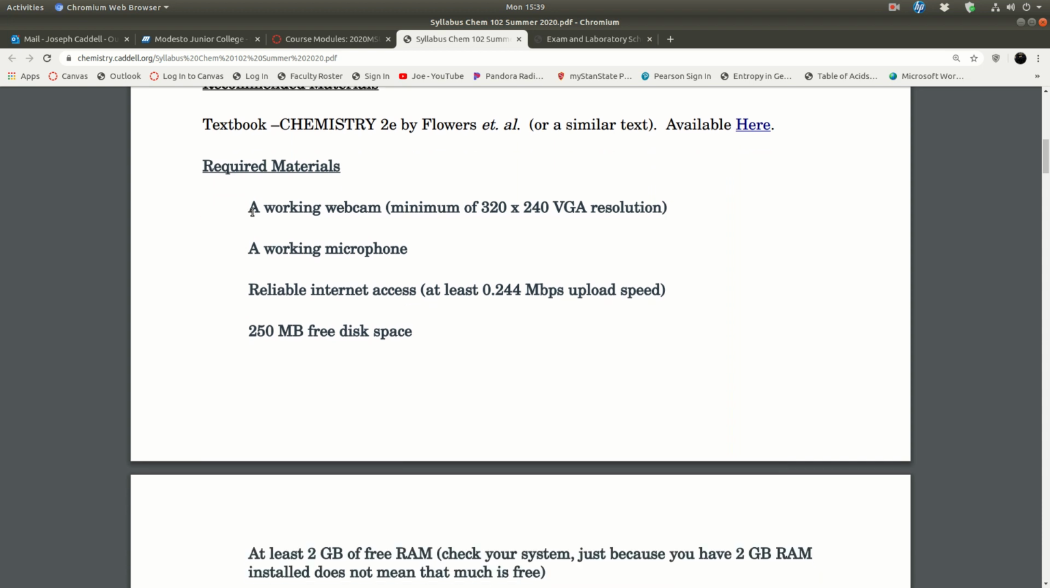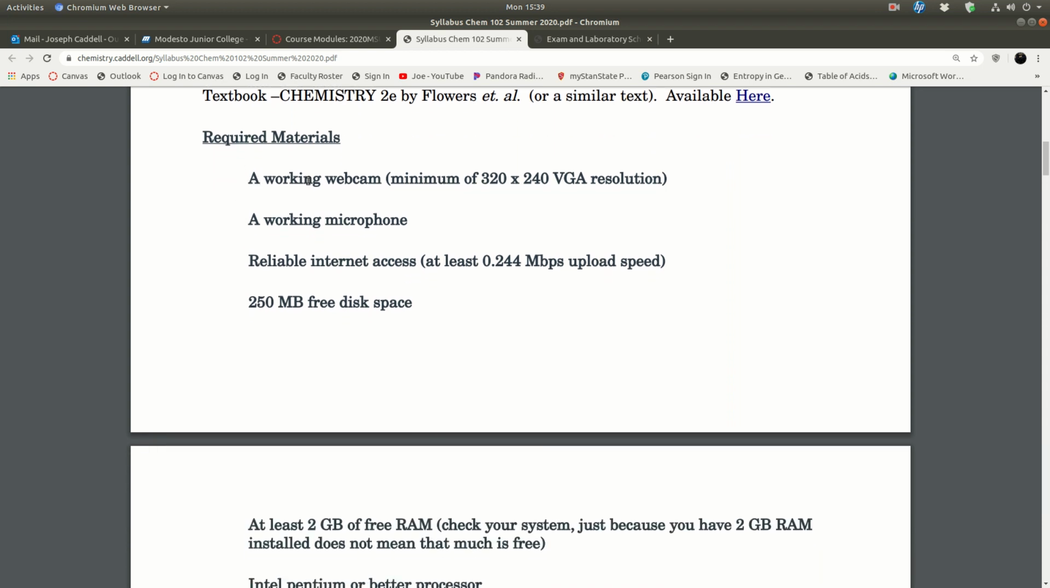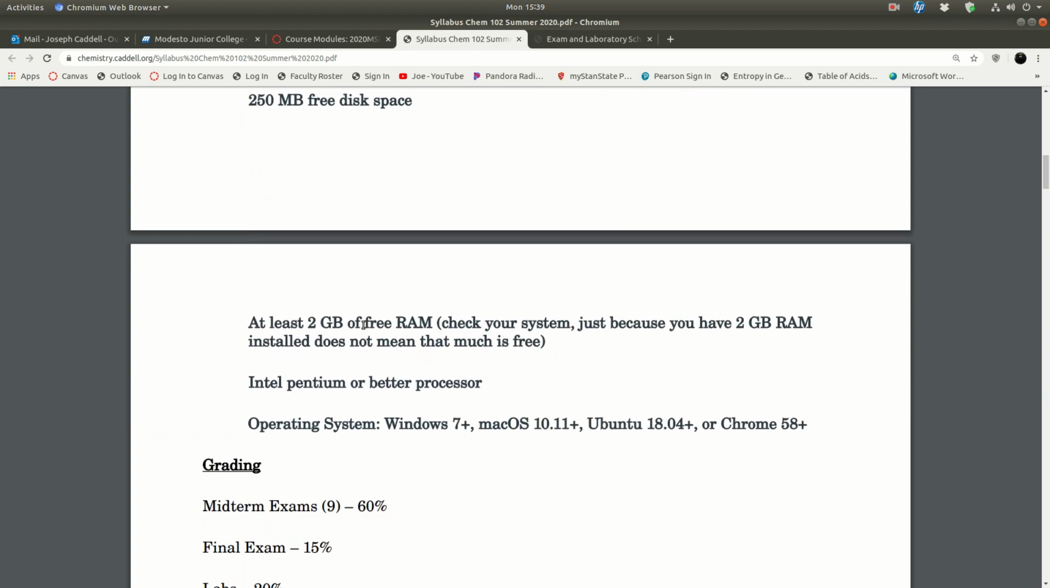So in order to take this course, you are required to have a working webcam with this resolution, a working microphone, and reliable internet access, at least 0.244 megabits per second upload speed, 250 megabytes of free space, and at least 2 gigabytes of free RAM. You're going to want to check your system on the computer that you're going to use to take the exams, because just because you have 2 gigabytes of RAM installed doesn't mean that much is free. You have to have at least 2 gigs free.